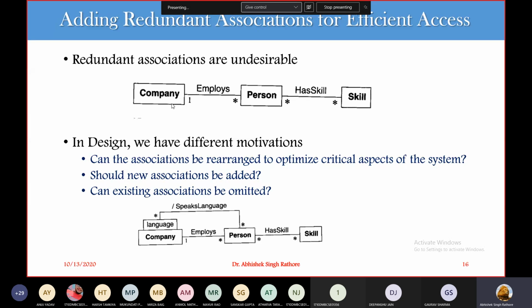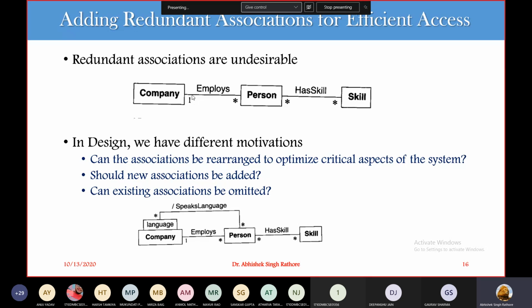So this function will be available in the company class, and it will return a set or a list of persons with particular given skills. Let's say an application might need all the employees who can speak the Japanese language.